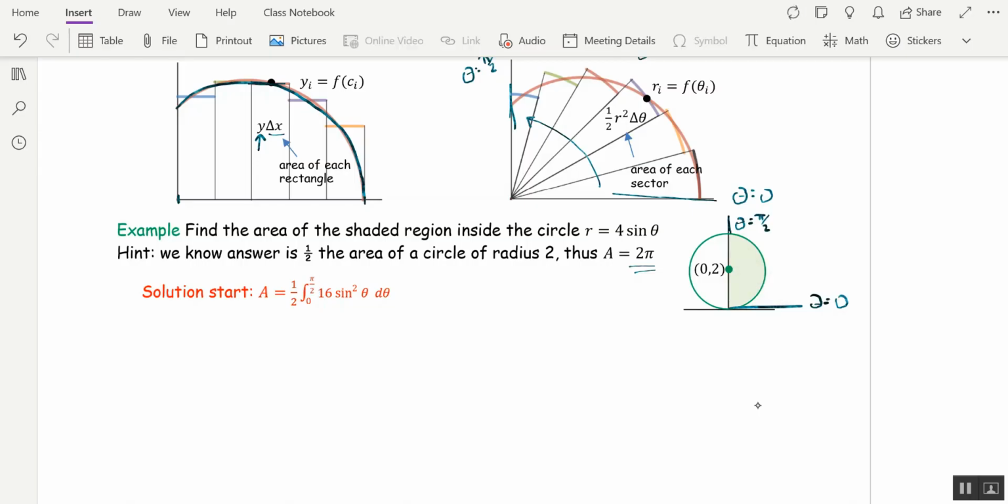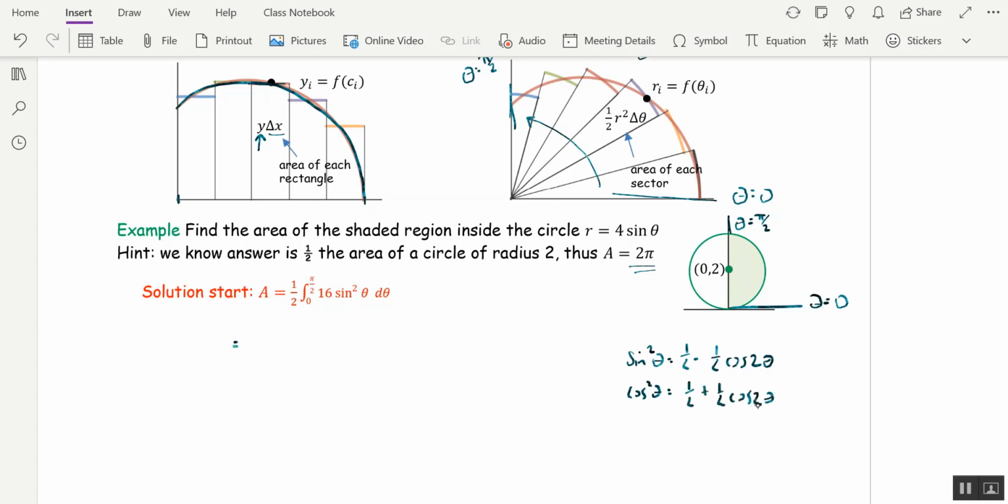All right, and then I squared r to get 16 sine squared theta. Now, in order to integrate sine squared or cosine squared, we're going to need the half angle formulas. Let's review those over here. Sine squared of theta is 1/2 minus 1/2 cos 2 theta. And cosine squared theta is the same thing except with a plus in it.